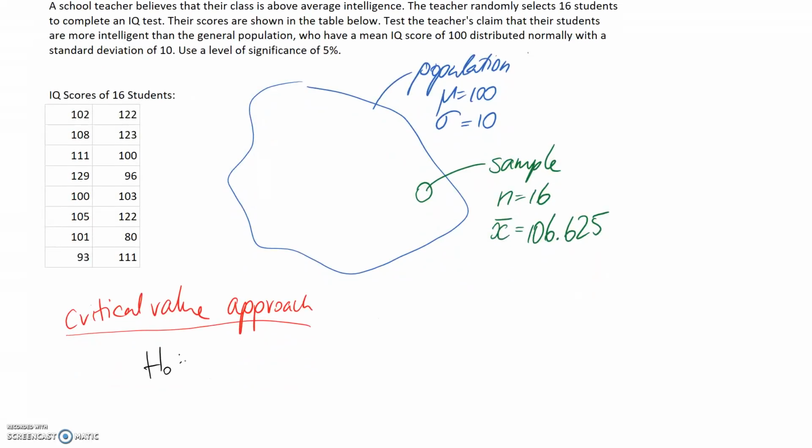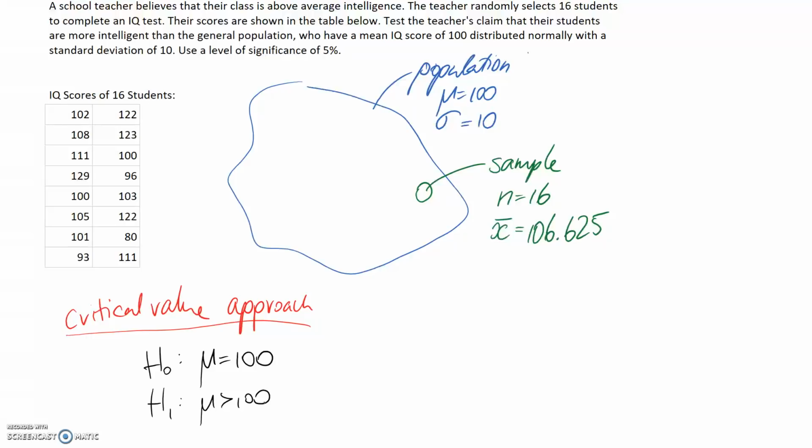So H0, that's the null one. This is the hypothesis of no change or no difference. So what we're going to say here is that the population has a mean of 100, okay? No change. H1, this is the alternative, so what we're trying to test. Since we're interested in whether the class has above average intelligence, we're going to be looking at whether the mean is greater than 100 as the alternative.